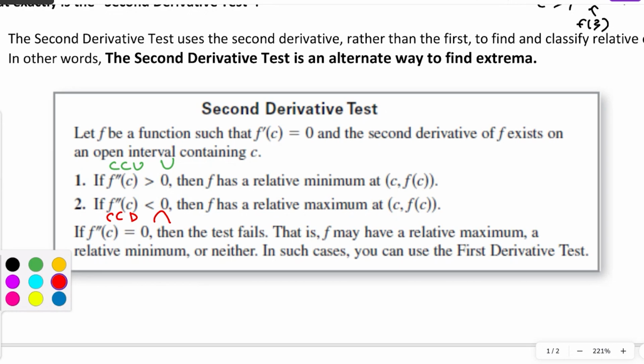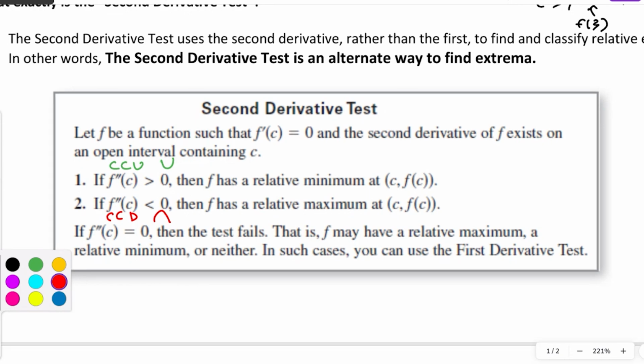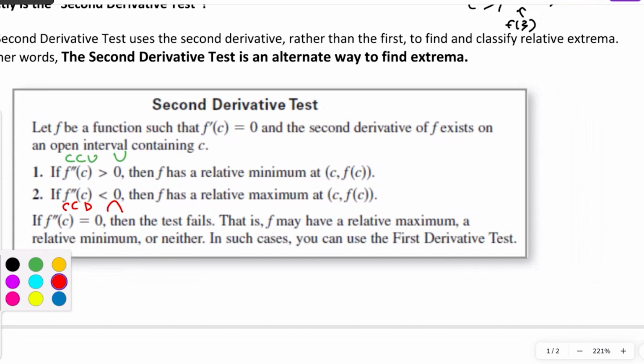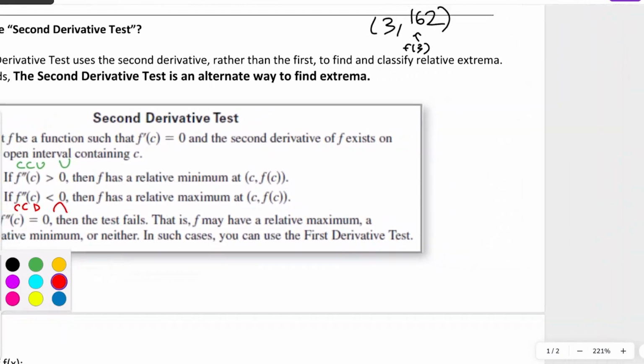So what you can do instead is find the second derivative, figure out whether or not the second derivative is positive or negative, and then you'll know if it's a max or a min. So it does have its place. So let's summarize what we are going to see on these graphs here.